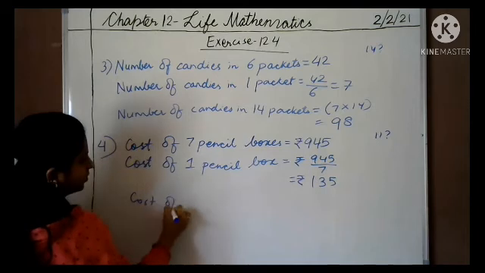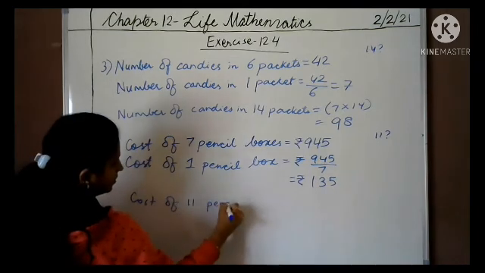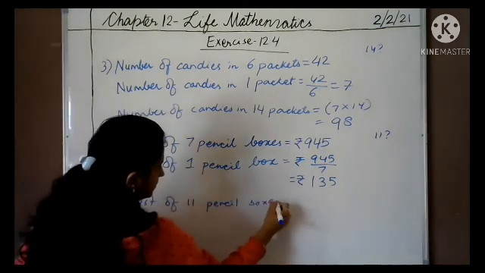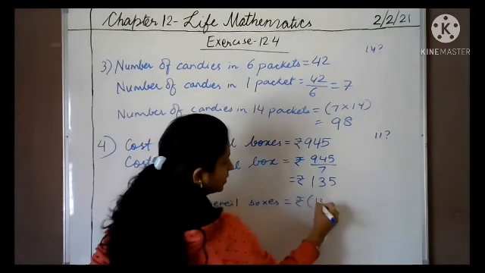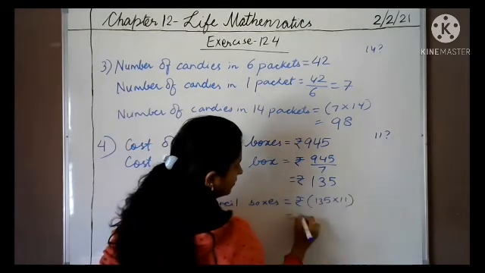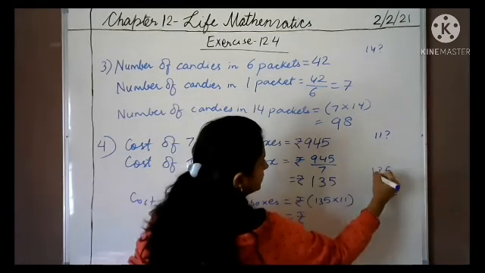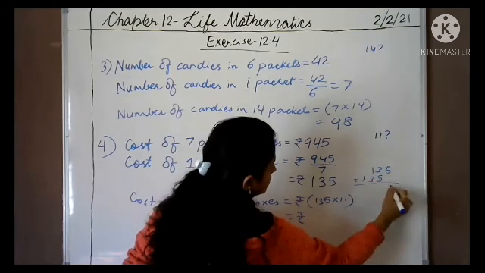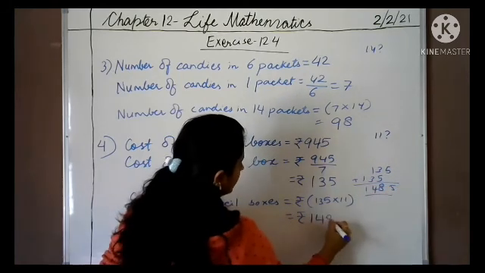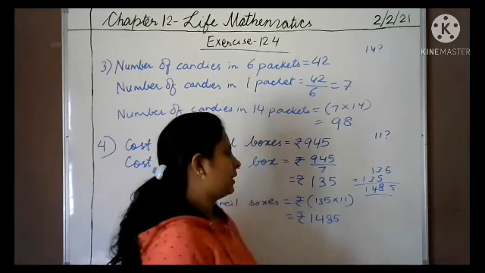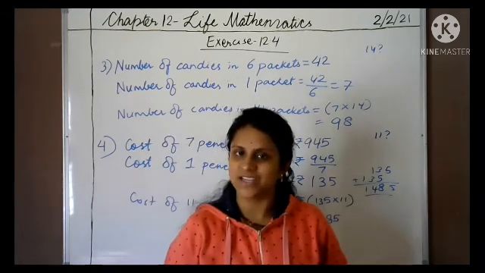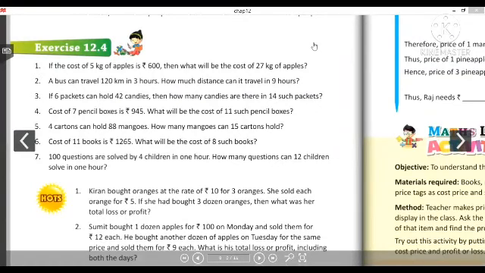What is the cost of 11 pencil boxes? So rupees 135 multiplied by 11, which is equal to 1485 is the answer. Now let us discuss question number 5. Now the question number 5 says that 4 cartons can hold 88 mangoes. How many mangoes can 15 cartons hold?